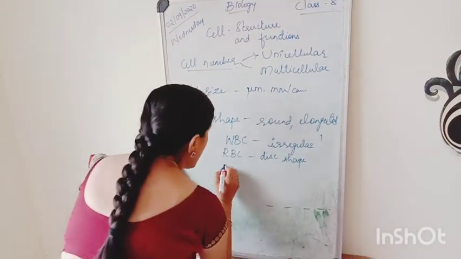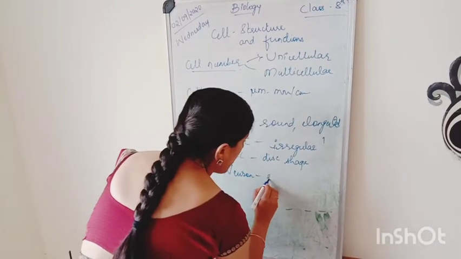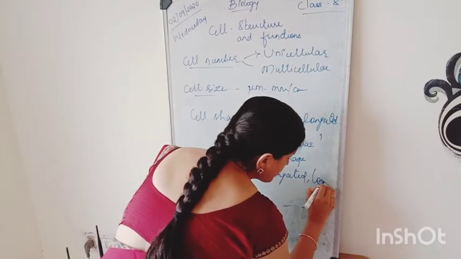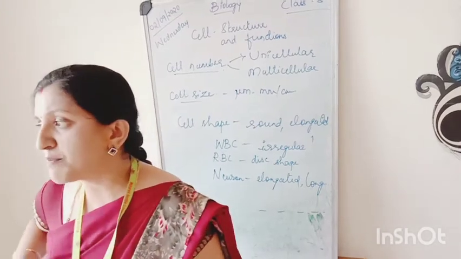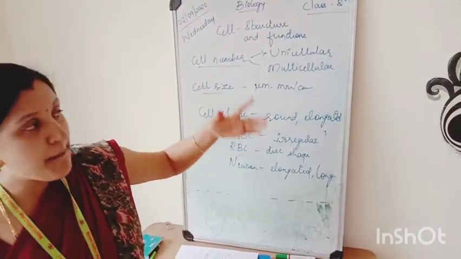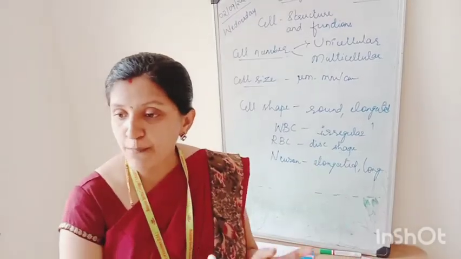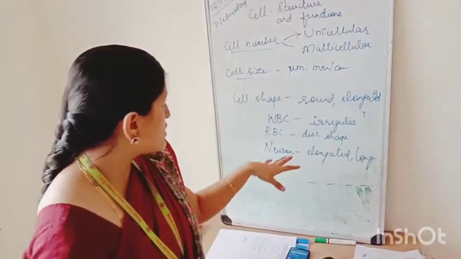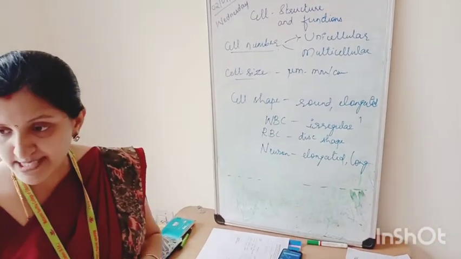Then there is another cell, the neuron. The neuron is long and elongated, having a lengthy structure, so that neurotransmitters, that means certain messages, are sent through the neurons. So depending on their function, the cell shape varies from place to place and organ to organ. So cell shape also varies. So cell number, cell size, cell shape we studied.